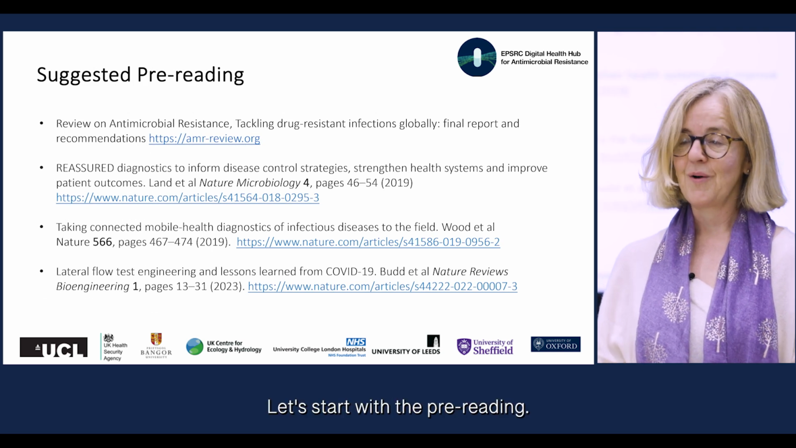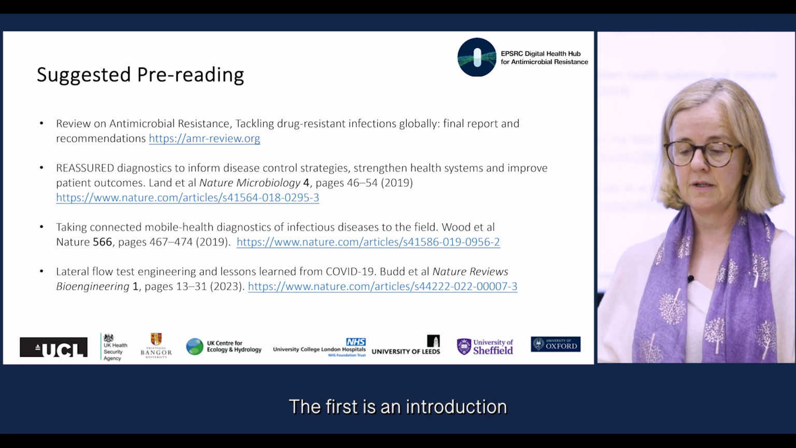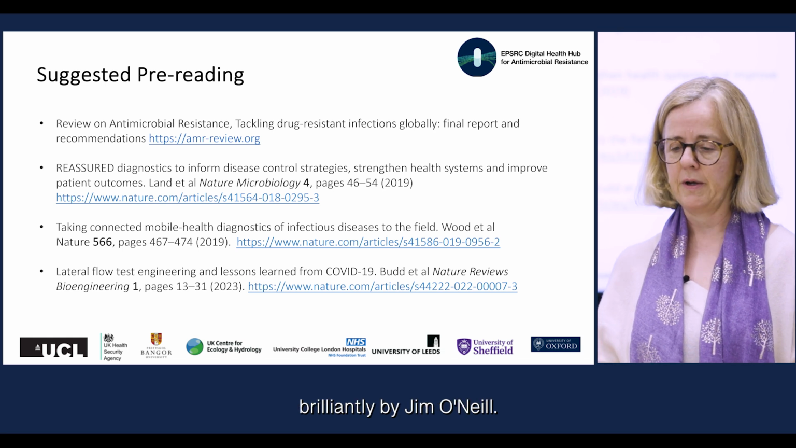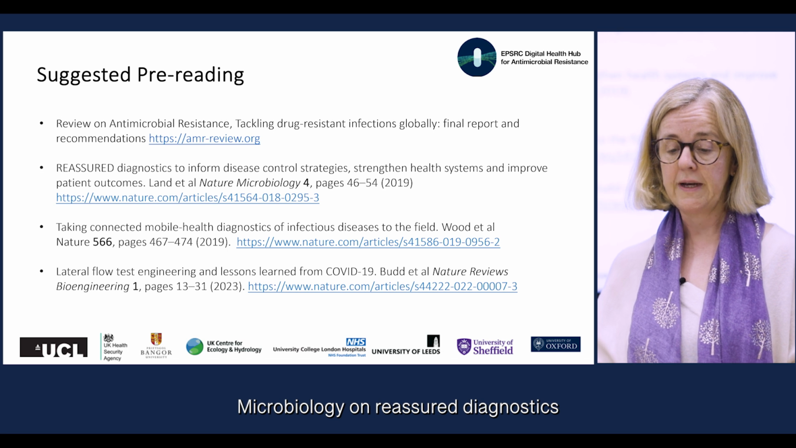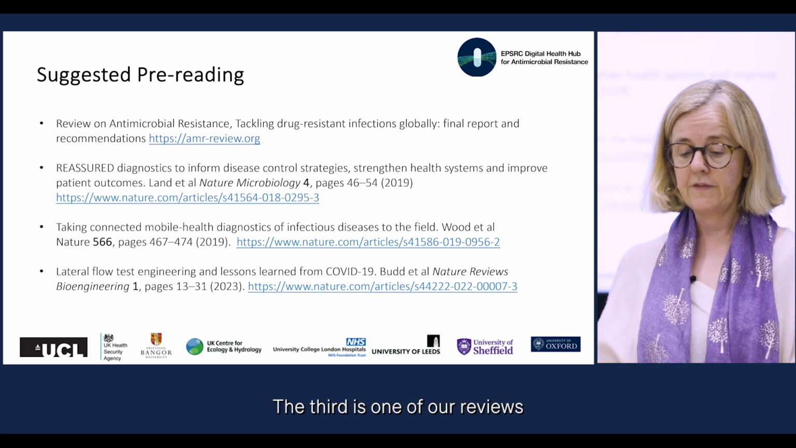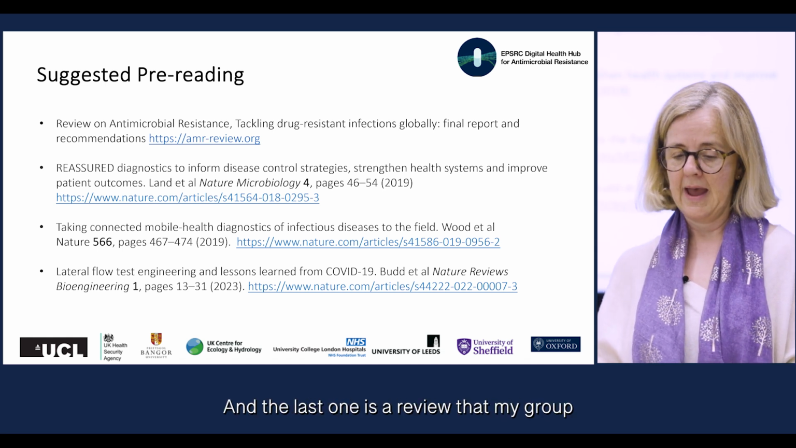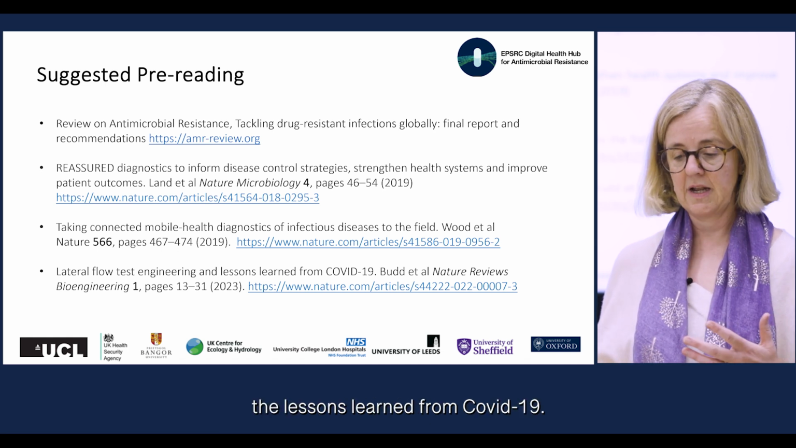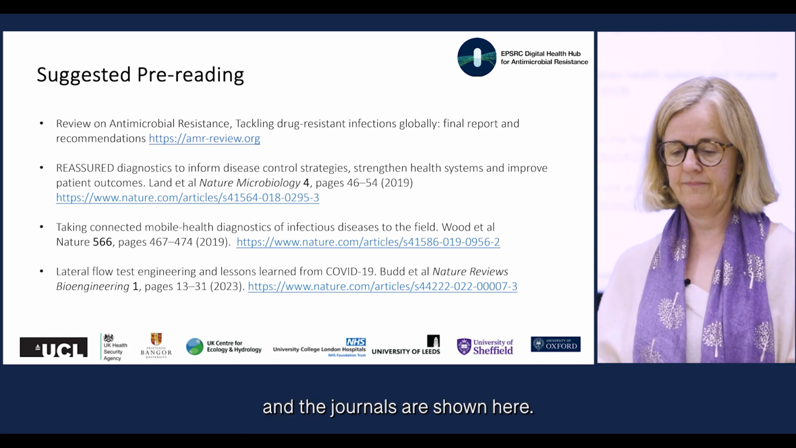Okay, let's start with the pre-reading. So these are some suggested pre-reads. The first is an introduction to the review on antimicrobial resistance, which was put together brilliantly by Jim O'Neill. The second is a paper in Nature Microbiology on REASSURED diagnostics that my colleague Rosanna Peeling led. The third is one of our reviews with Molly on taking mobile diagnostics to the field. And the last one is a review that my group led looking at the lessons learned from COVID-19. So the links and the journals are shown here.